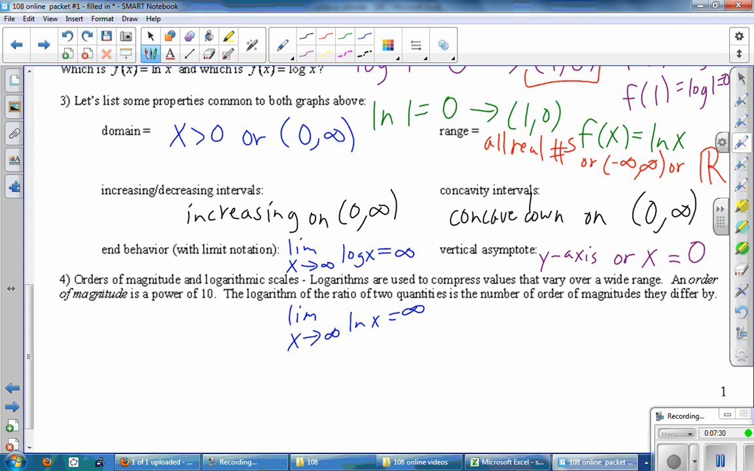An order of magnitude is a power of 10. The logarithm of the ratio of two quantities is the number of order of magnitudes they differ by. That's a mouthful. Probably easier to just see that in practice than to try to explain it without an example.